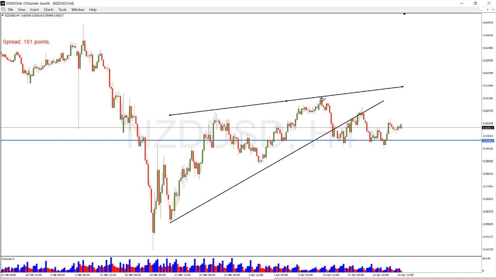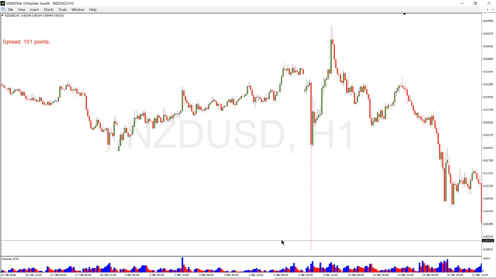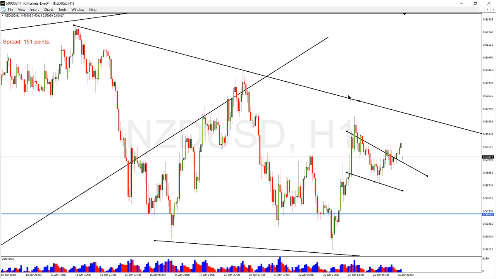Okay, we create another trend line here, right? So it has created an impulse wave. Let's see, it's H1, it's going to be more prominent. Right, that's what happened. That is what happened.